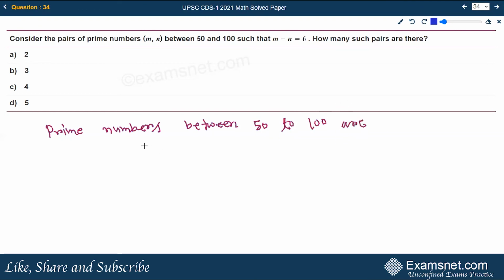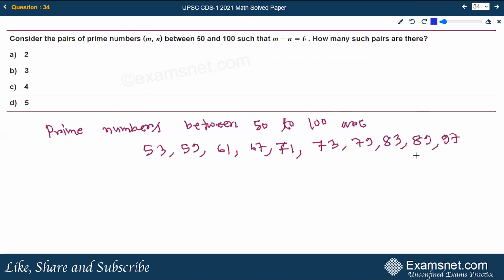Those are 53, 59, 61, 67, 71, 73, 79, 83, 89, and 97. No prime numbers are there in between. So I will take those pairs whose difference is 6. So that means 59 minus 53 will give me 6. Also 67 minus 61, 6.